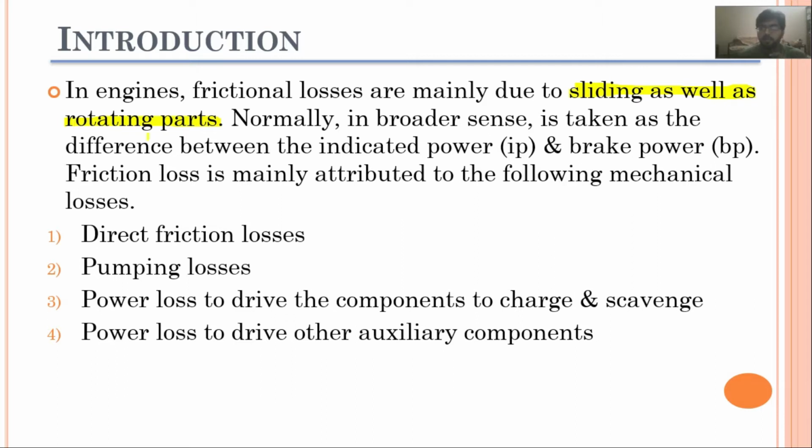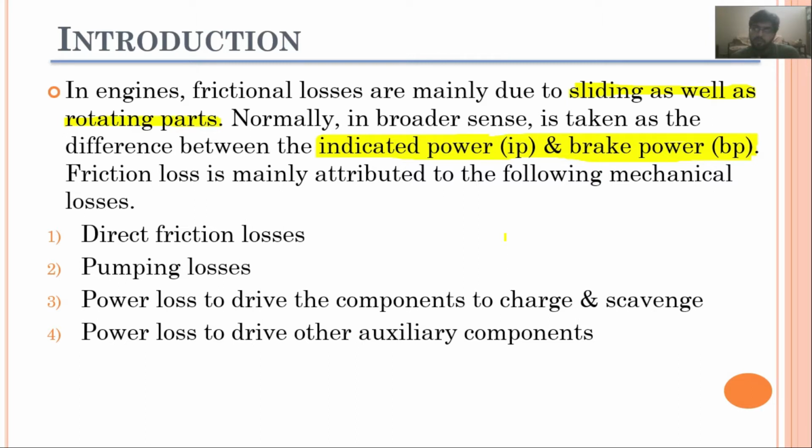In a broader sense, when we talk about frictional losses, they are usually taken as the difference between the indicated power and the brake power. We have solved these numericals in chapter number 1 as well. If we take the difference between the indicated power and the brake power, we get the frictional power, the amount of power required to overcome the frictional losses. So frictional losses are mainly attributed to mechanical losses.